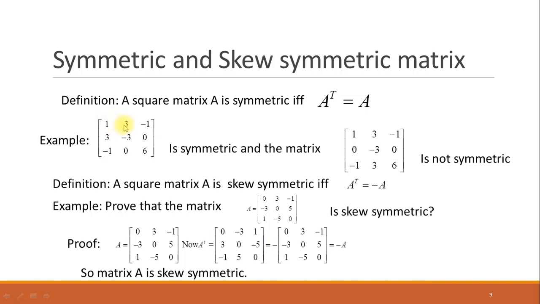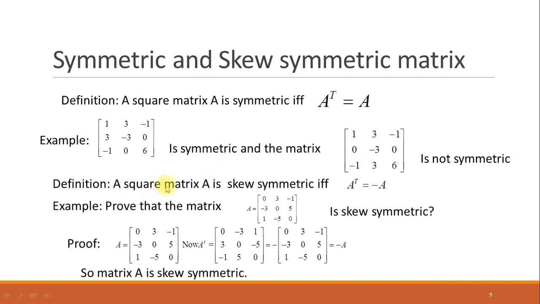Then we get 1, 3, minus 1 as the row. So if we shift this row to the column, again we get 1, 3, minus 1. Similarly, shifting the next row to the column position gives 3, minus 3, 0, the same entries. And shifting this row to the column position, we get the same entries of that column: minus 1, 0 and 6. So this matrix is a symmetric matrix and this matrix is not. For example, if we shift this row to the column position, the column will be different. So this matrix is not symmetric.